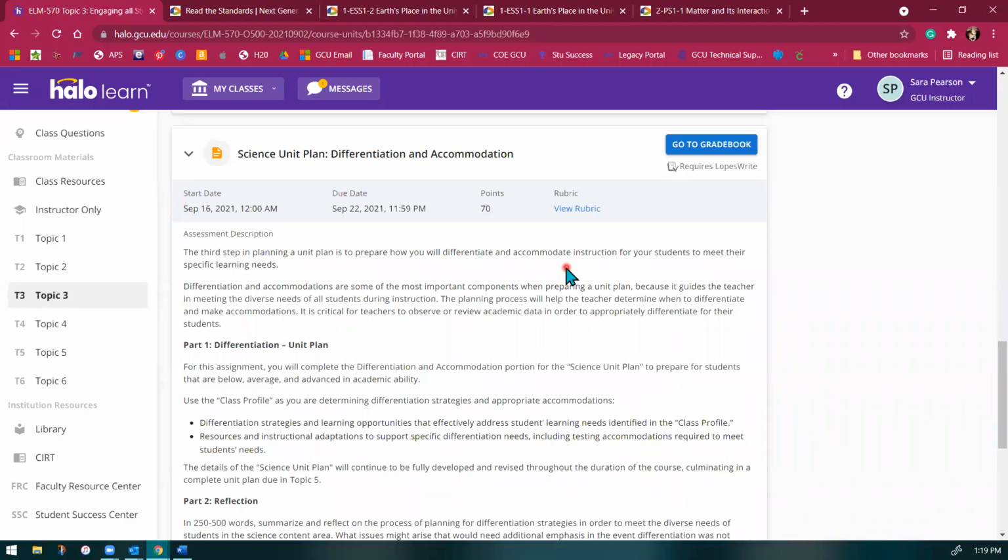Hi, class. In this week's assignment, you're going to be continuing your science unit plan for differentiation and accommodation. Now, in this week, you're going to start thinking through your diverse learners and how you can support them.